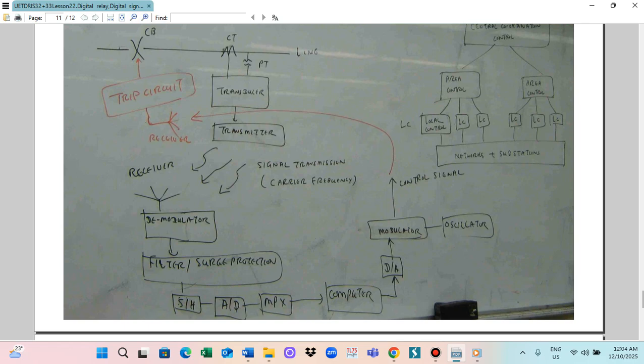The signals are transmitted by the carrier frequency. For signal transmission to the carrier frequency, you can use an oscillator. If you want to transmit the signal from here to here, in this case you have to combine with the oscillator. The oscillator produces a carrier frequency, so we put the control signal with the carrier waveform and send. Those signals are then received by the receiver.